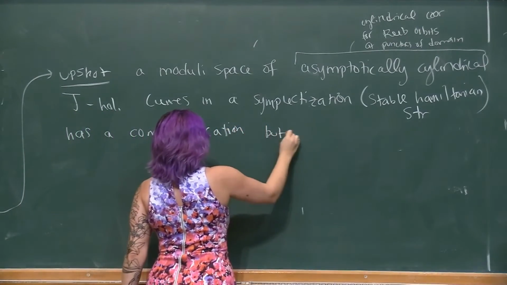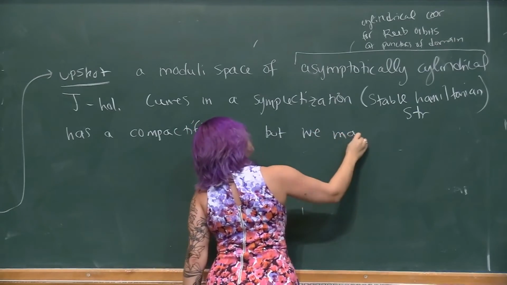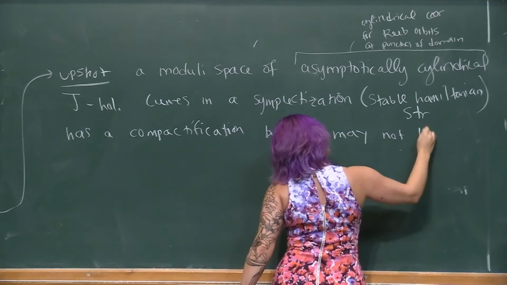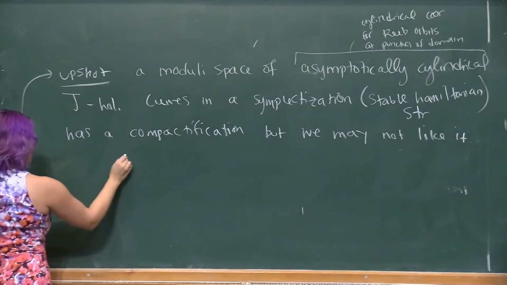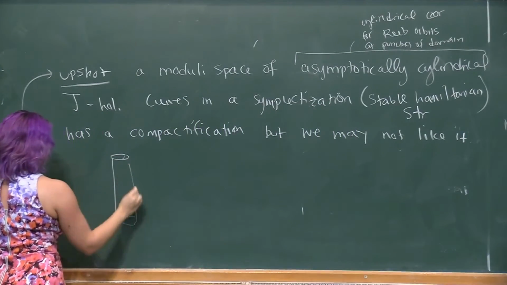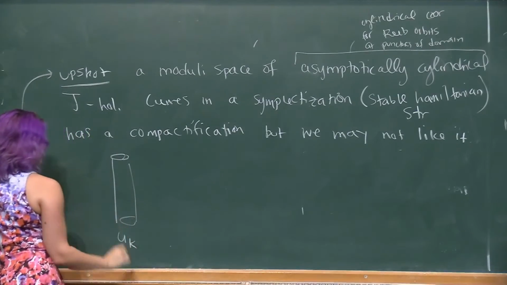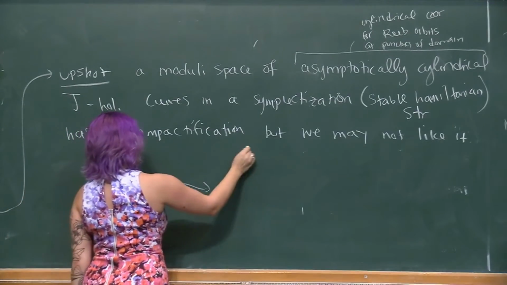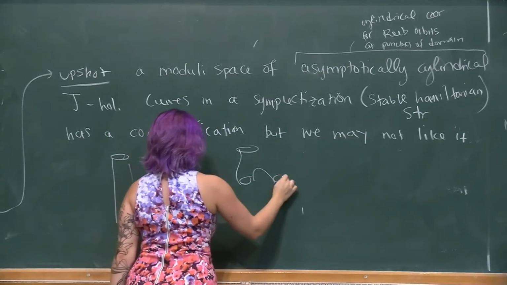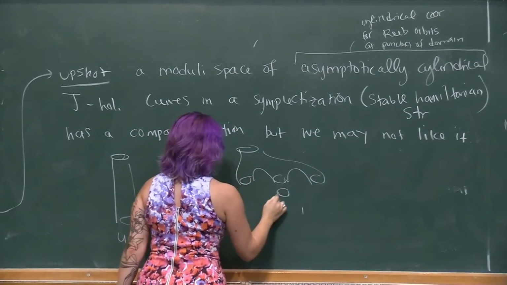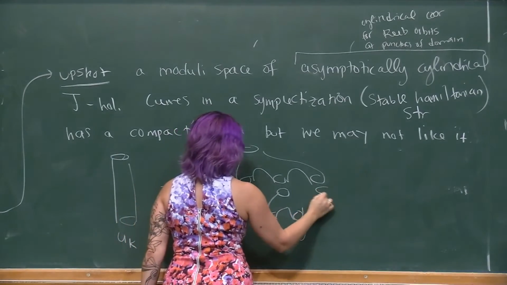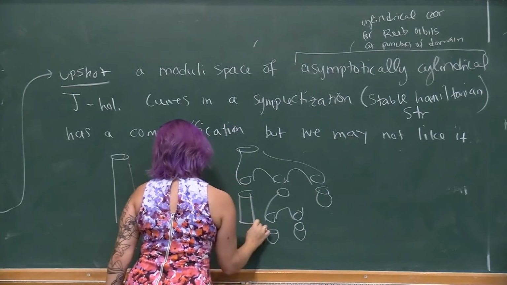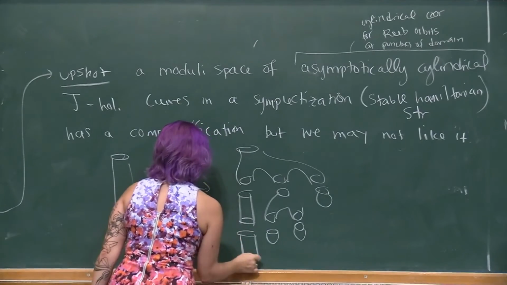But we may not like it. And when I say we may not like it, I mean that an index difference 2 cylinder, if you have some sequence, this could limit onto something that's non-cylindrical, if you cap off all the other ends by holomorphic planes.